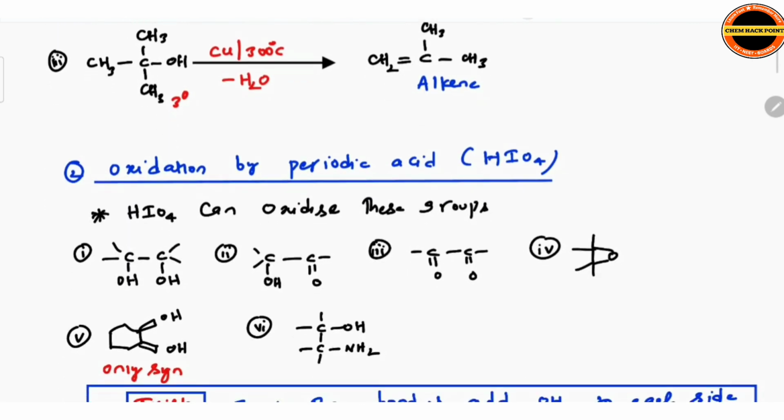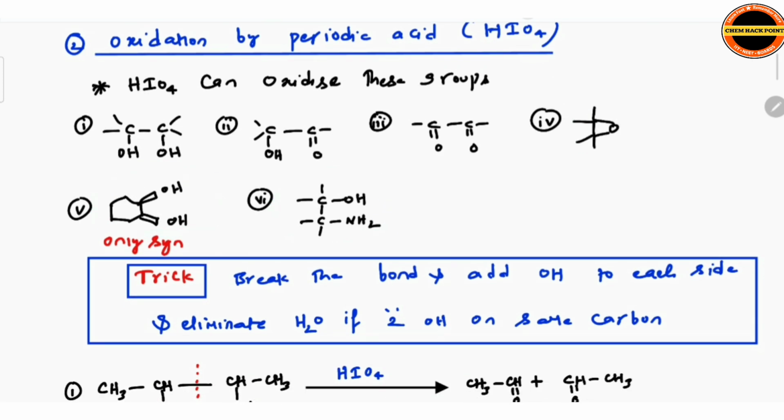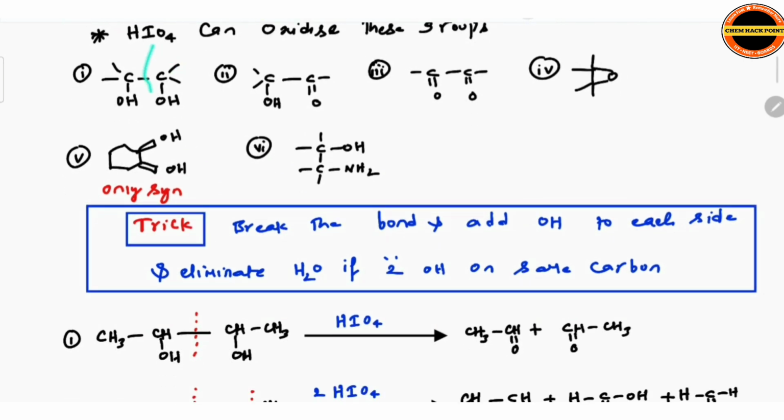Oxidation by periodic acid. Here you can observe HIO4 can oxidize only these groups: diols, OH and CO side by side, two ketone groups, or ethylene oxide with a methyl group substituted. Only syn diol here, and COH, NH. Only these groups are oxidized by HIO4. The trick is: break the bond, add OH to each side.